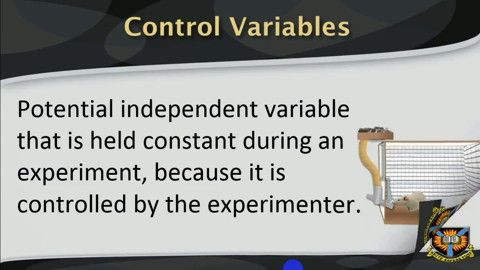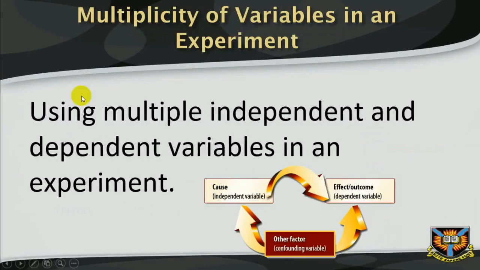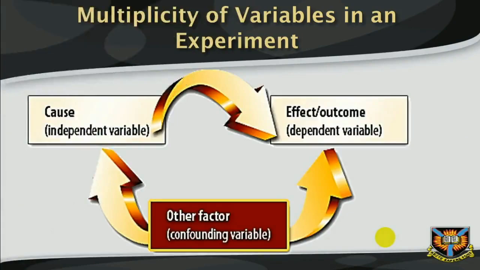Multiplicity of variables in an experiment. This session discusses the importance of using multiple independent variables in an experiment. The possibility of using multiple dependent variables in an experiment is also discussed. Examples are given for illustration.